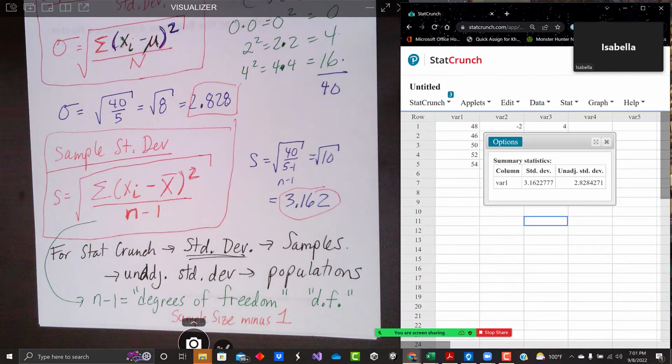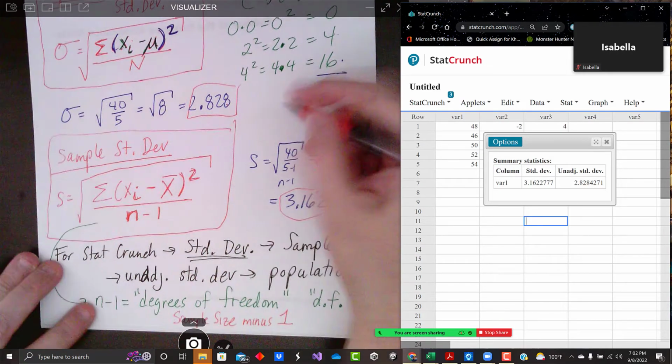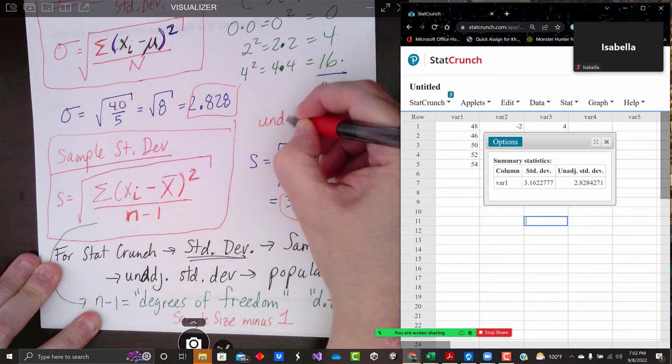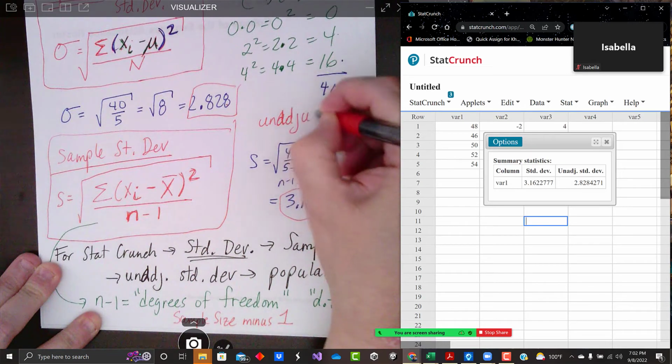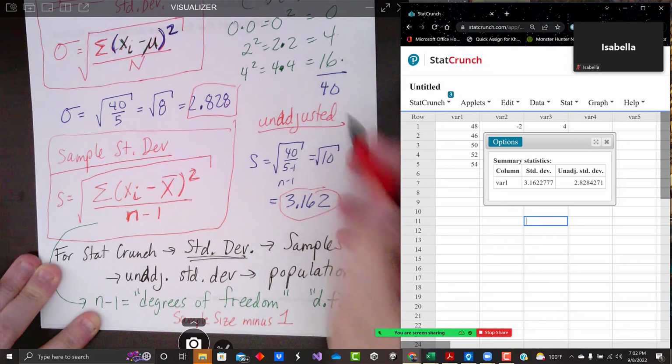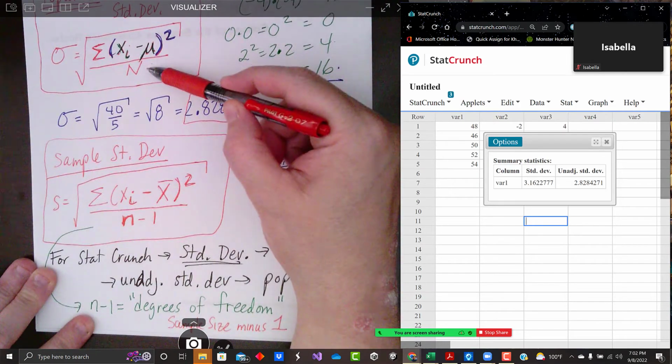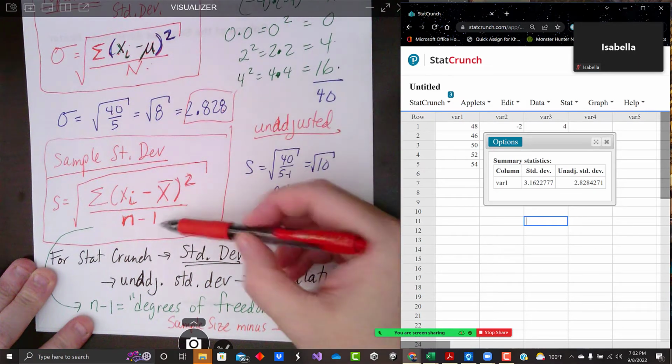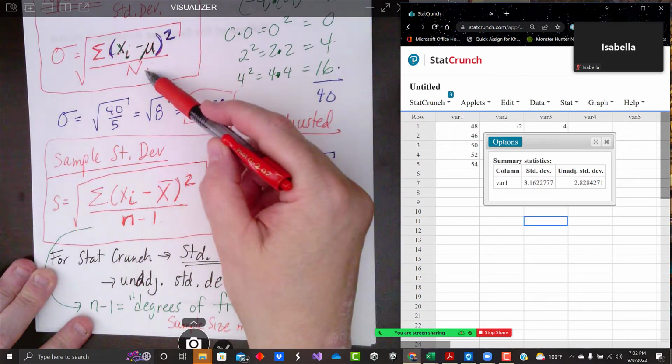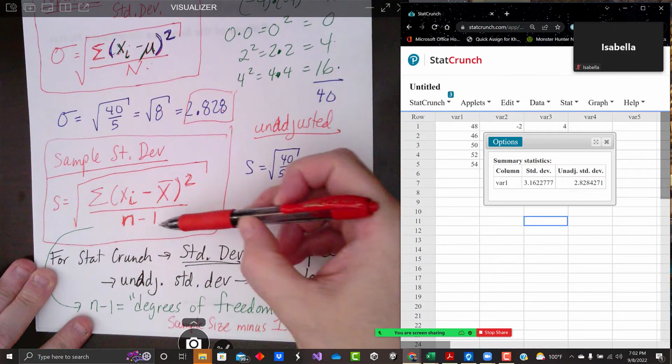What does the UNADJ stand for? Unadjusted. Okay. And what they mean by this has just n. This n has been adjusted to go down by 1. So this is the unadjusted sample size. This is the adjusted sample size.